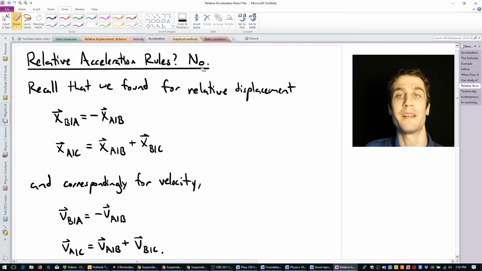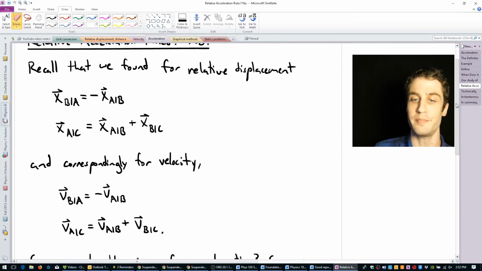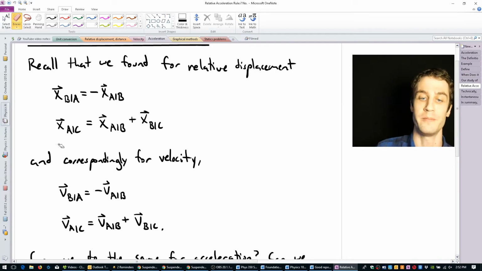What about relative acceleration rules? We had relative displacement rules. I said that you could take the time rate of change of those and you get relative velocity rules. What if we just take the time rate of change of those? Could we get relative acceleration rules? So recall for relative displacement, here are our relative displacement rules. They should look very familiar to you by now.